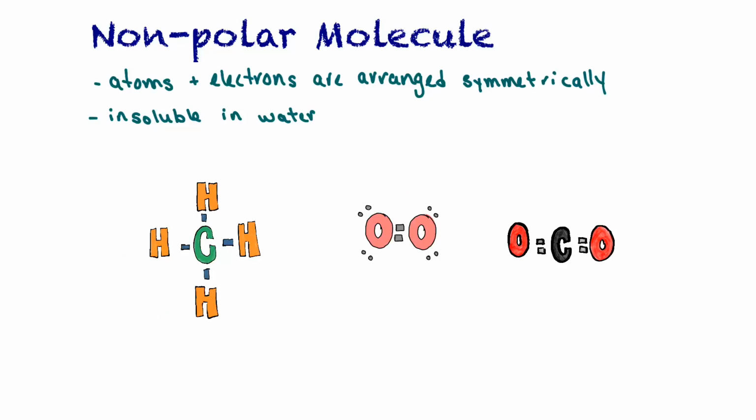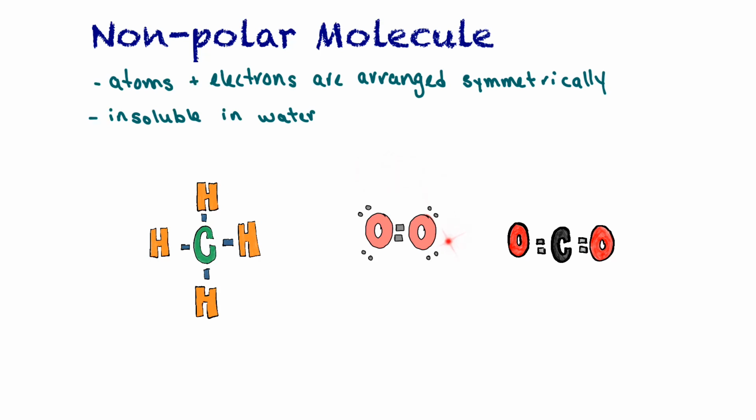A nonpolar molecule is a molecule where the atoms and the electrons are arranged symmetrically, and it makes the molecule insoluble in water. The first example I have here is methane. So we have a carbon atom with 4 hydrogen atoms bonded around it. It's completely symmetrical. There's no imbalance in the arrangement of atoms around the carbon.